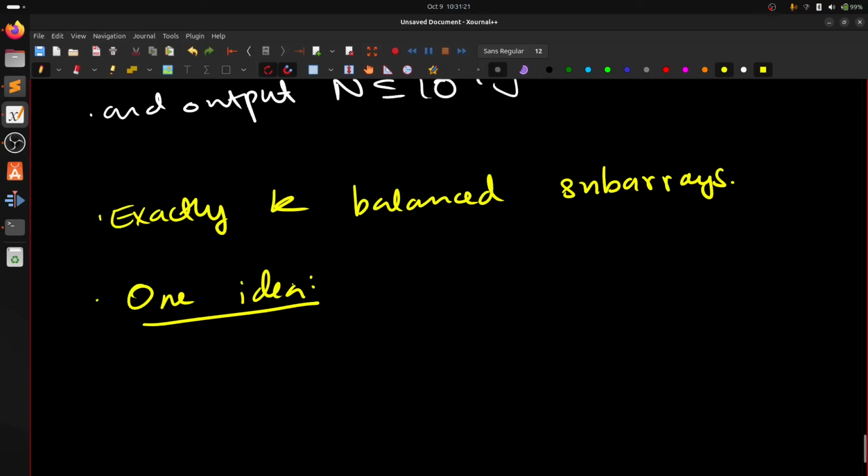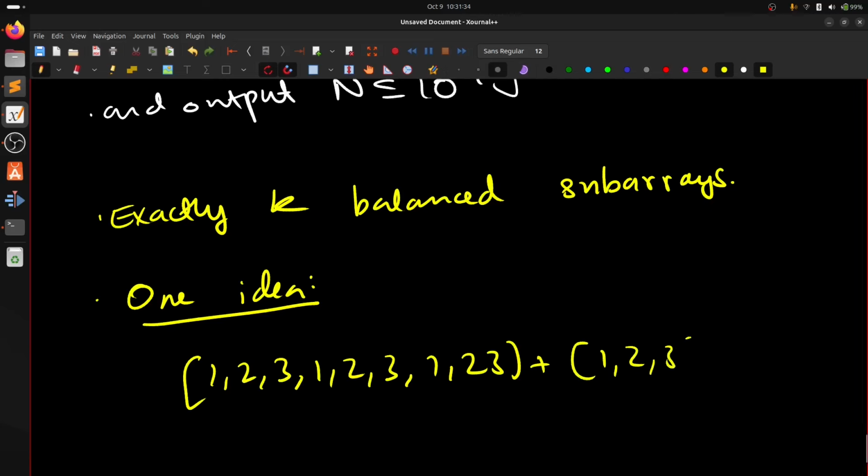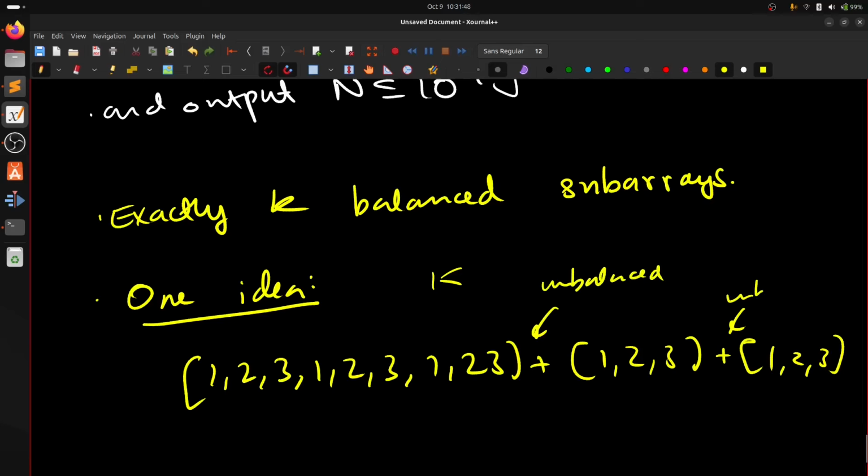So one idea we can have is, basically, what if we use some groups of 1, 2, 3, 1, 2, 3, right? And then we concatenate them so that we get exactly k balanced subarrays, and we can put maybe something in the middle which is unbalanced, right? We can put something in the middle which is unbalanced so they can be separated. So that is one way we can do it.